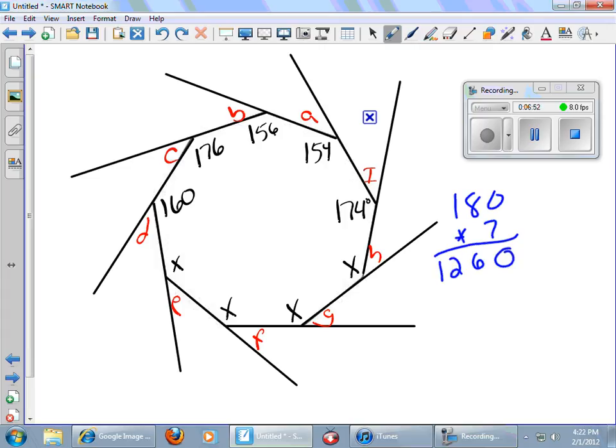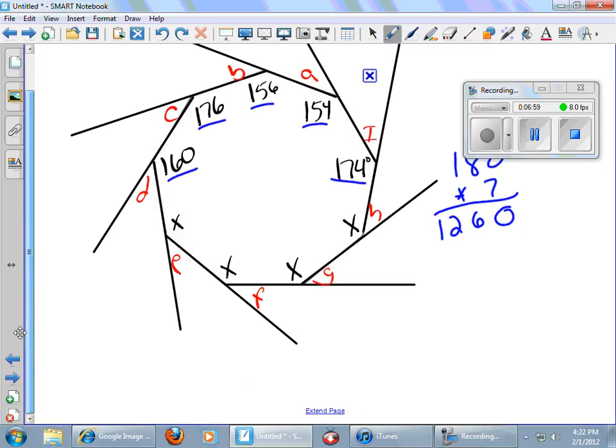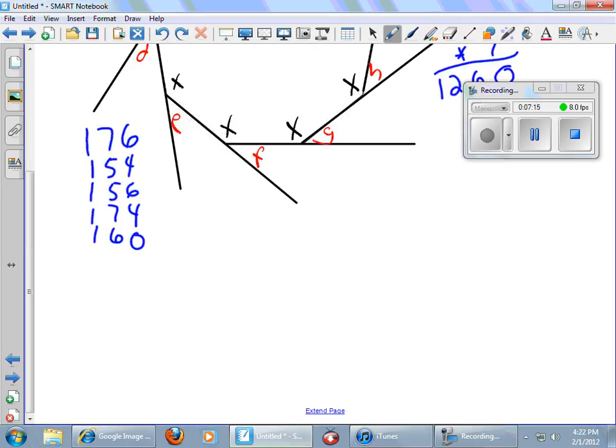Now, I know the measures of 5 of the angles. And so I'm going to add those up. All right, so let me see here. I got 176, 154, 156, 174, and then 160. I wrote them out of order on purpose because I was trying to match up the 6s and 4s so that I could get 10s. Because this is 10 and that's 10, therefore the whole column is 20.